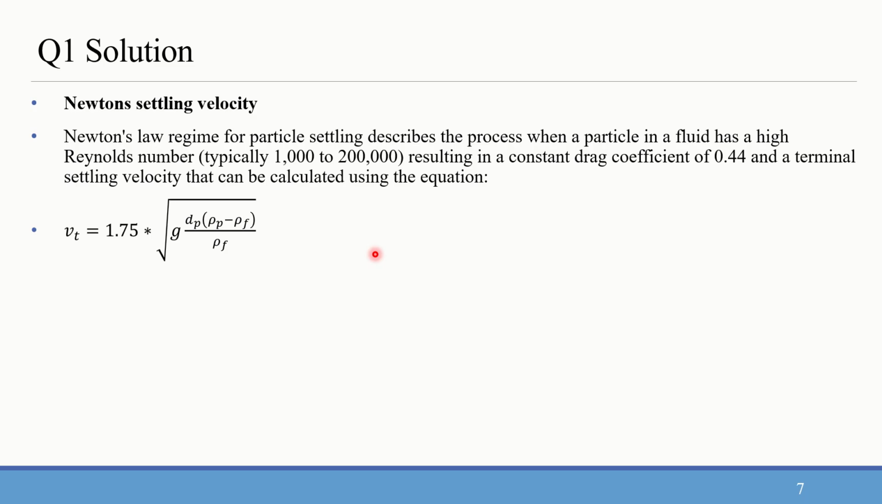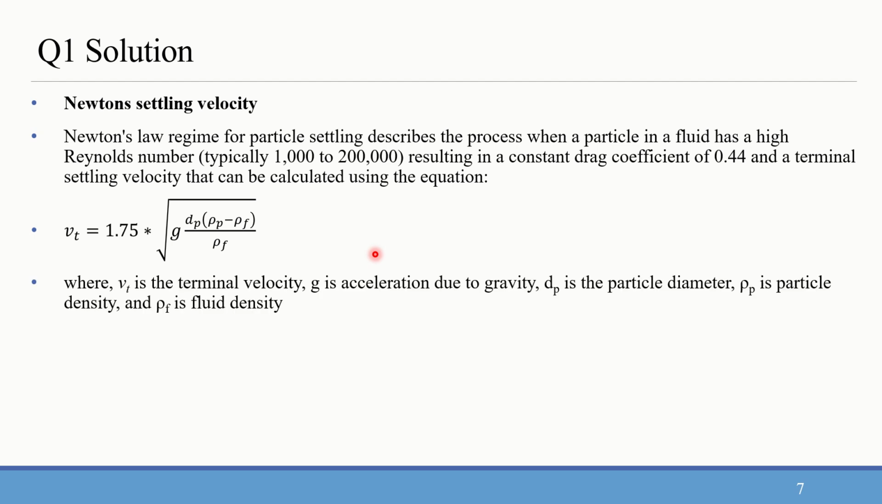So that drag coefficient is around 0.4, that is 0.44, and its terminal settling velocity can be calculated using this formula where Vt is equal to 1.75 into square root of g into dp into (rho p minus rho f) by rho f. So here Vt is the terminal velocity, g is the acceleration due to gravity, rho p minus rho f is again the density difference between the particle and the fluid, and rho f is the fluid density.